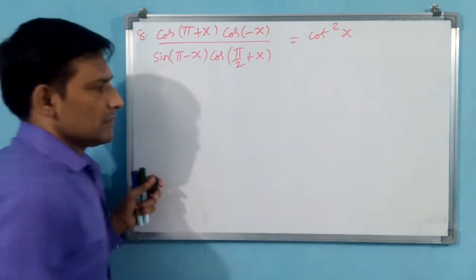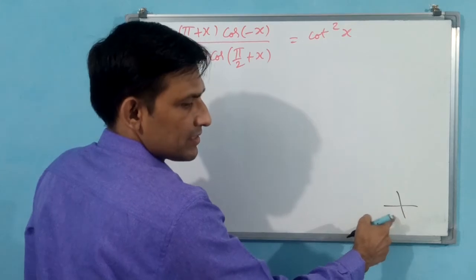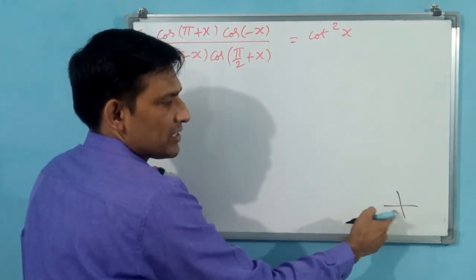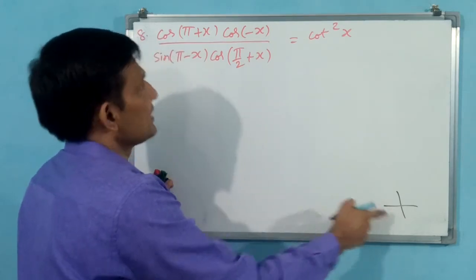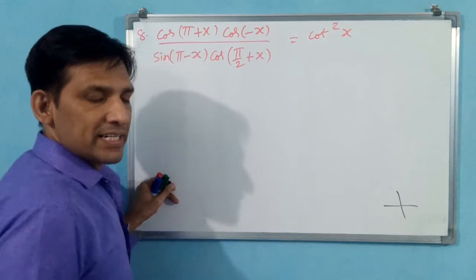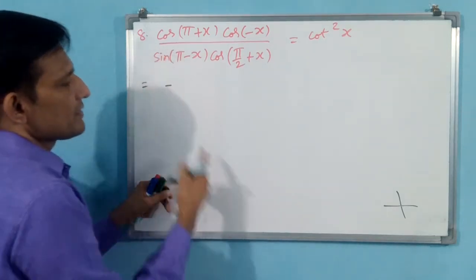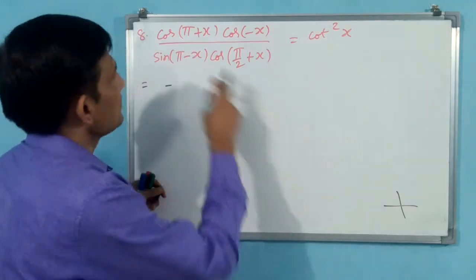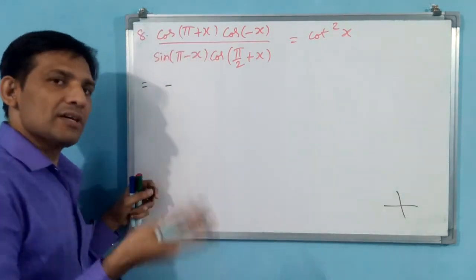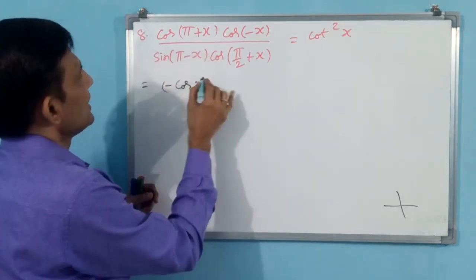See again, cos(pi + x) means cos(180 + x). Here tan and cot are positive, in the third quadrant. 180 plus theta means third quadrant, so it is going to become minus. First you put the minus. Whether cos or sin comes, pi is a horizontal angle, 180. Horizontal angle means cos will come. Minus cos x.